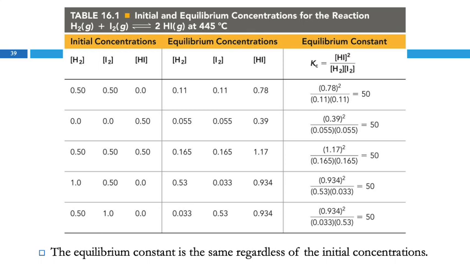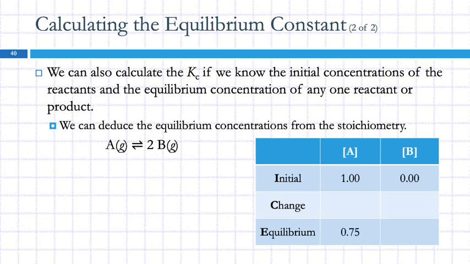So the reaction comes to equilibrium from wherever it started. At equilibrium, the concentrations plugged into the equilibrium expression will give us the same constant. Okay, so we can calculate the equilibrium constant if we know the equilibrium concentrations. We can also do this if we know the initial concentrations and one of the equilibrium concentrations.